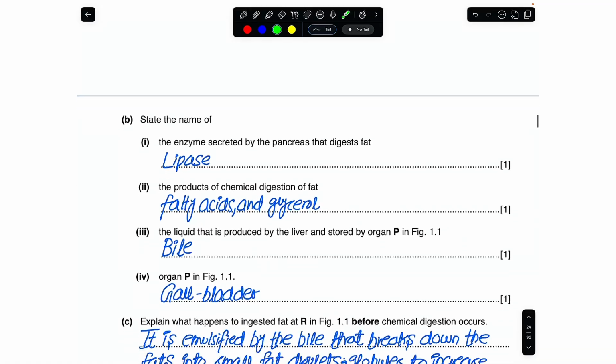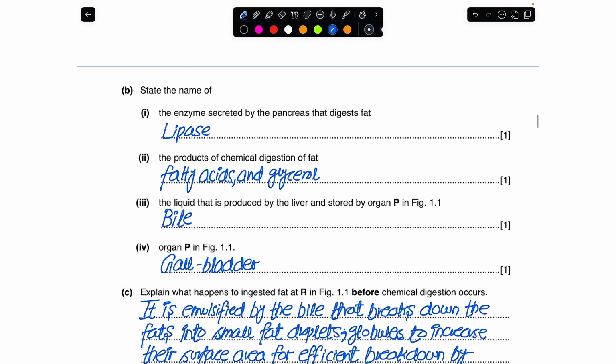If we go toward the questions, for B they say to state the name of the enzyme that is created by the pancreas to digest fat. And fats are lipids. So for sure, the enzyme coming from the pancreas would be lipase. For the next 1 mark, they want you to name the product of the chemical digestion of fats. Now, the fat that we eat in our daily life has three fatty acid chains linked with one glycerol molecule. So once the fat is digested in our alimentary canal, we get the fatty acids and the glycerol out of it.